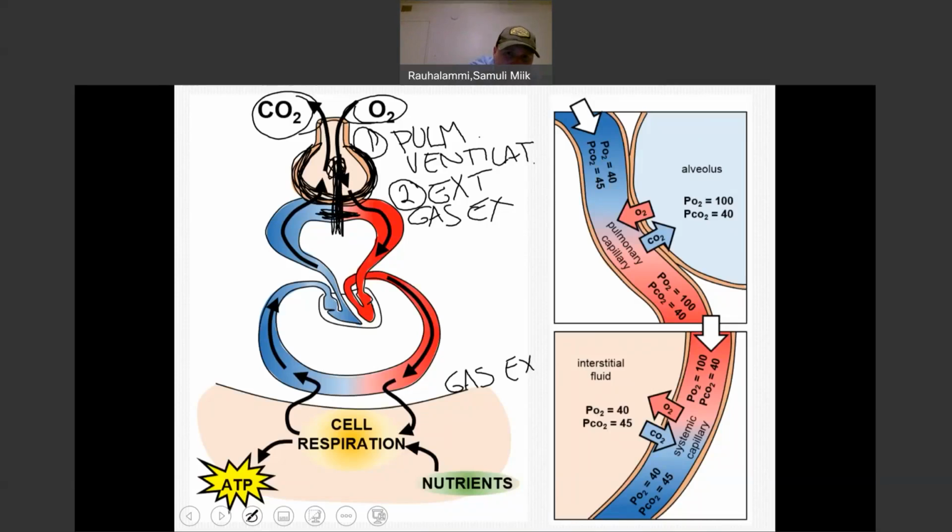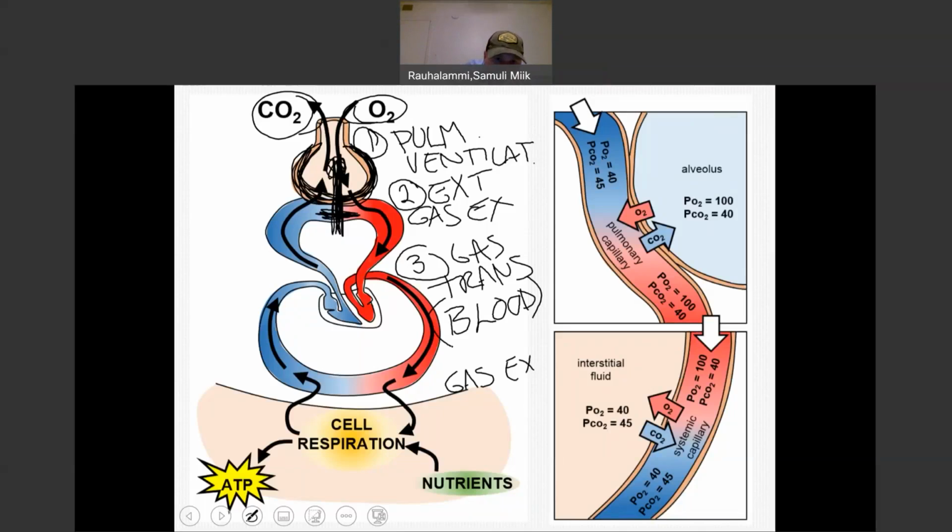Third stage is going to be our gas transport, and notice that that's of course in the blood that we're transporting the gases. So circulating the blood supply oxygen to the cells and bringing back carbon dioxide towards the lungs characterizes the gas transport in the blood as the third stage of the respiration.